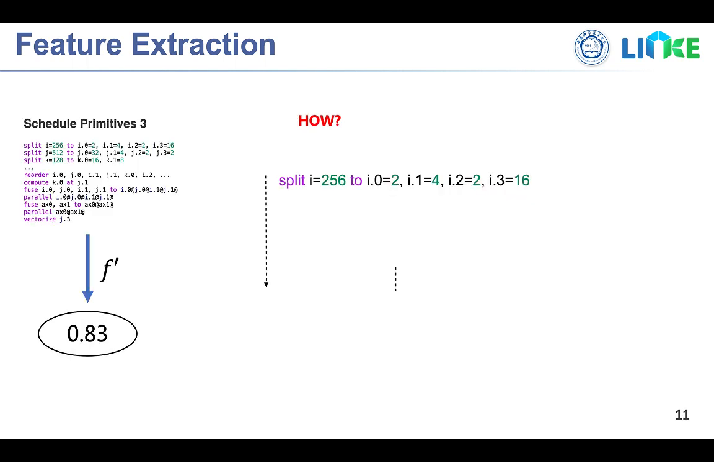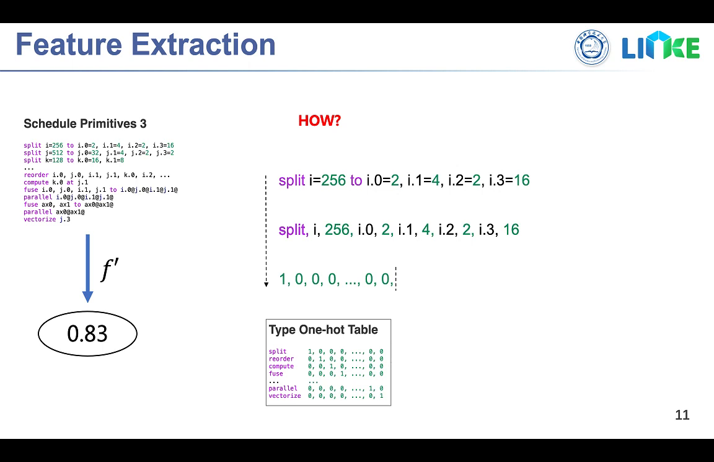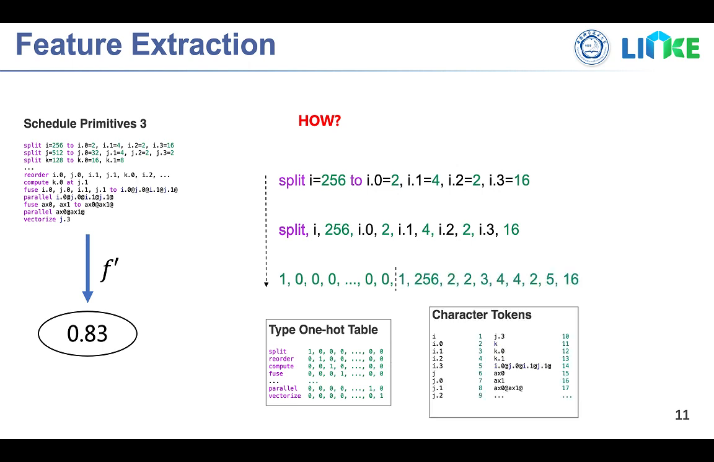To begin with, let us answer the second question. How does TLP extract features from schedule primitives? We break down a primitive into three components: primitive type, numeric parameters, and character parameters. The primitive type is transformed into a one-hot vector, numeric parameters remain unchanged, and character parameters are tokenized, following a similar approach as in NLP.